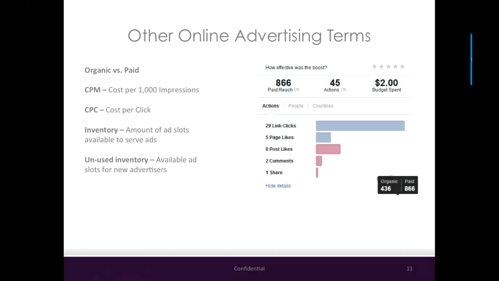Think of inventory as the number of ads you could possibly serve in a given month or whatever the time period is, right? So if you have 10,000 page views and you have 9 ads, your inventory is going to be 90,000 ads a month. The same example I gave before. Unused inventory are the ones that are available to sell, all right? So just keep that in the back of your mind. We'll come back to that in a few slides.